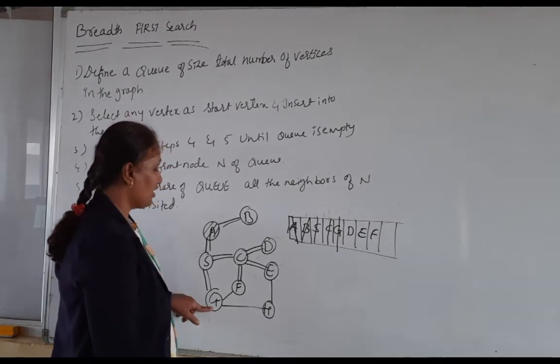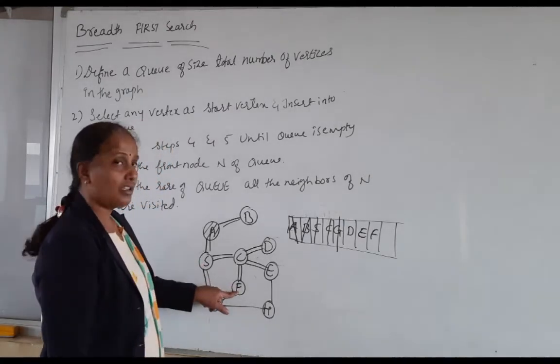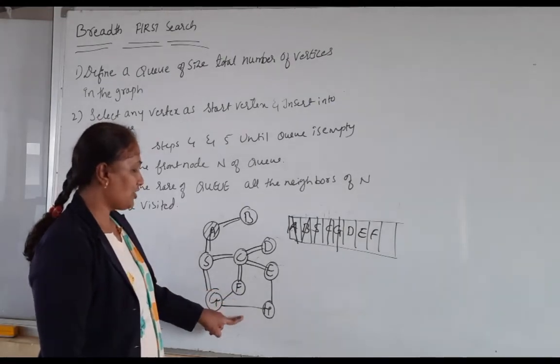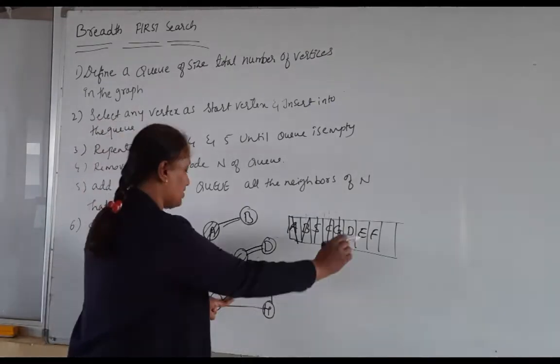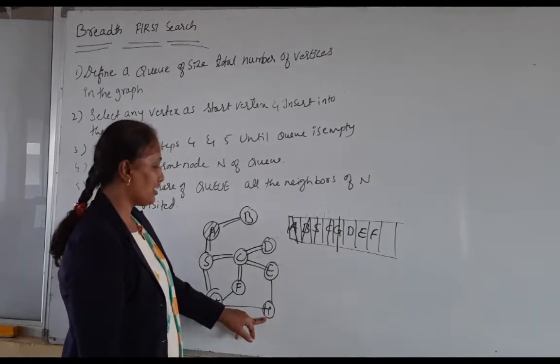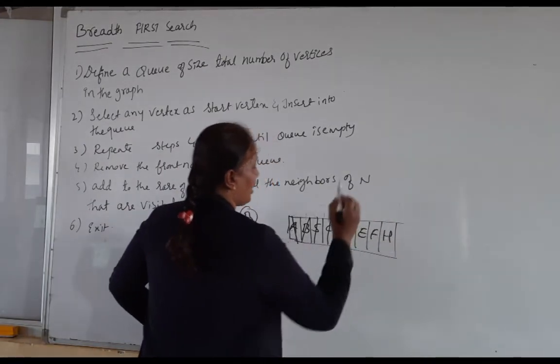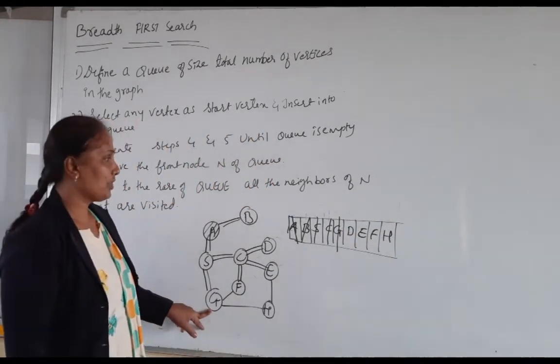So I am going to delete this. So I will check the neighbors of this G. What are the neighbors of G? S is there, F is there, and H is there. F is already visited, S is also visited. H is not yet visited. So I will make an entry of that in a Q.